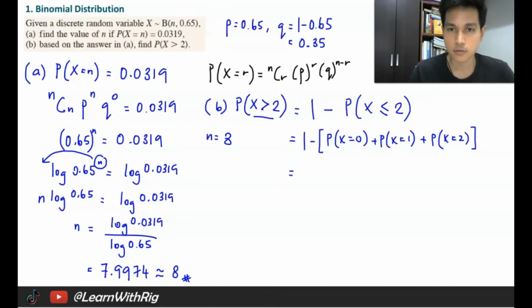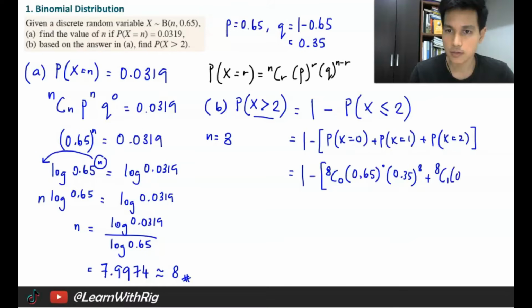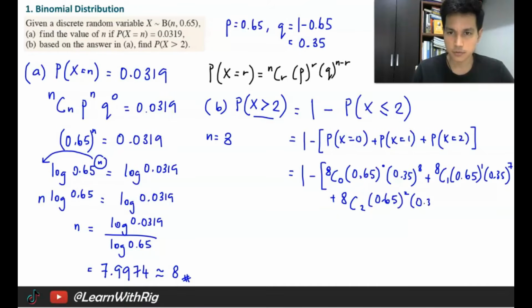Let us substitute: 1 minus, 8 choose 0, 0.65 power 0 and 0.35 power 8, plus 8 choose 1, 0.65 power 1, 0.35 power 7, and then plus one more here, 8 choose 2, 0.65 power 2 and 0.35 power 6. Like I said, guys, please do it together with me, then you will learn better.